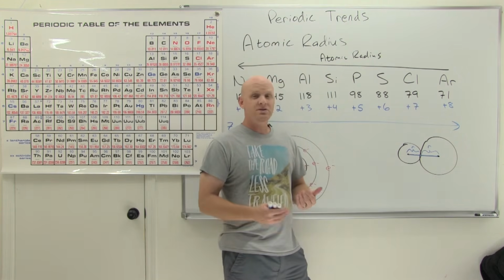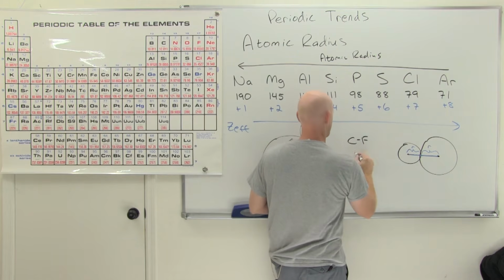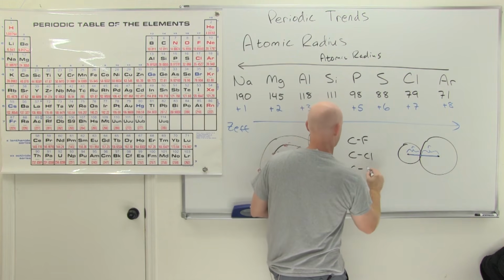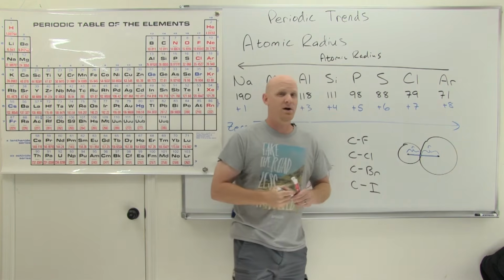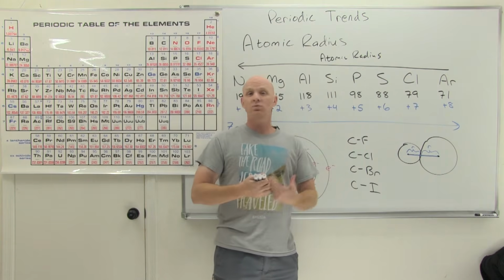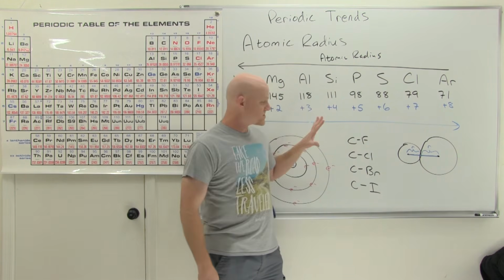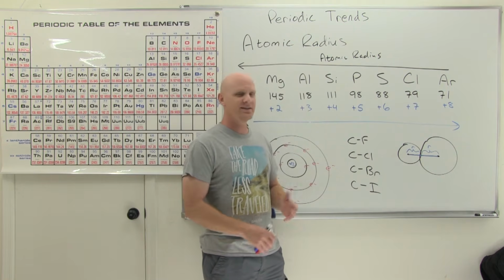So if I give you a bunch of different bonds, like let's say I give you a carbon-fluorine bond, carbon-chlorine bond, carbon-bromine bond, and a carbon-iodine bond, and I say which of these is the largest bond, or which of these is the smallest bond, or rank them, or something along those lines. So let's just go, which is the longest bond in this case.